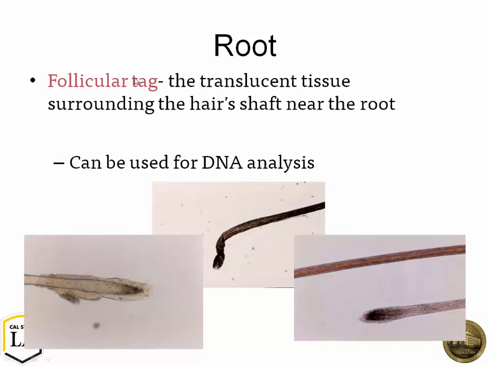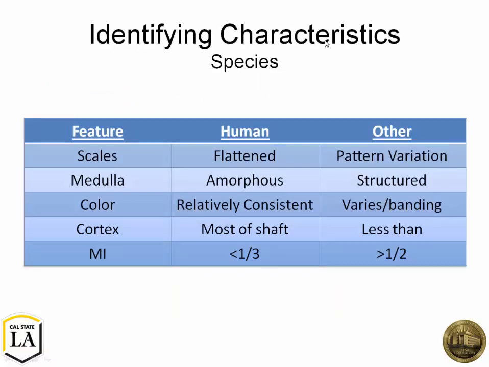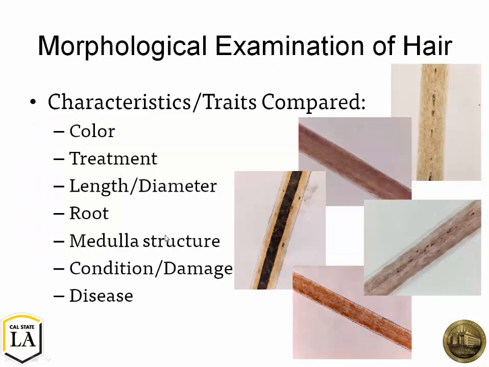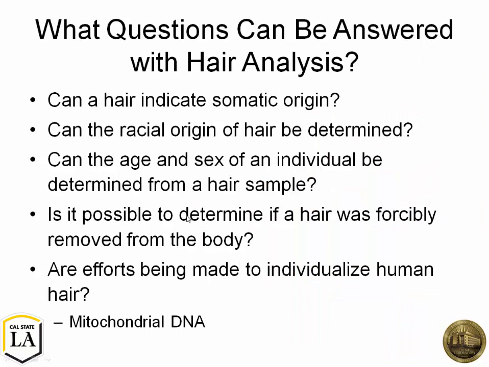So that root, that chunk of skin that maybe could get pulled out from the scalp or wherever, is described as the follicular tag, and it's a translucent tissue surrounding the hair shaft near the root. Okay, and then there's going to be some nucleated cells that can contain the DNA. So identifying characteristics, we can get at species like I described, the medullary index, cortex, color, the scaling pattern, so all that can be useful. And so, we can look at traits like color, length, root diameter, medulla structure, and condition, and hopefully that can be more information that's useful.